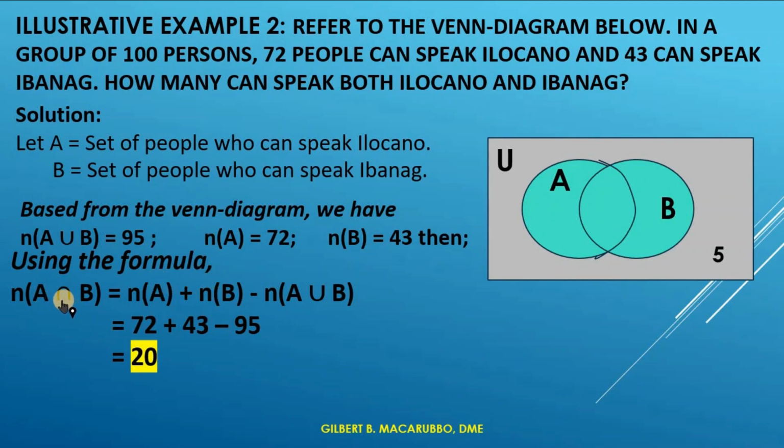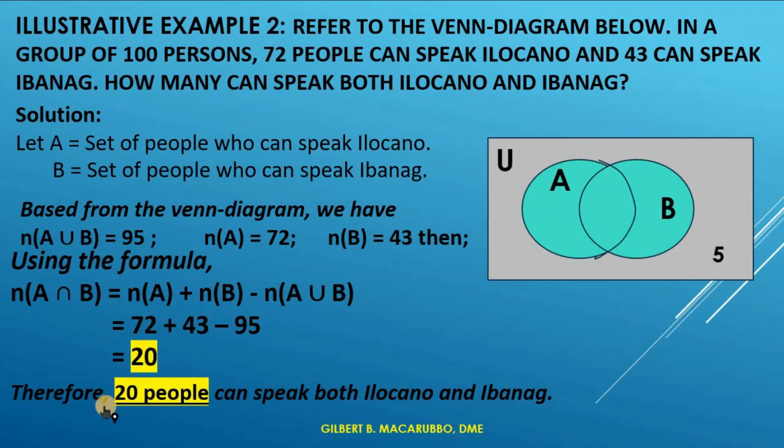kung kinukuha natin muna yung intersection, it is equivalent to the number of A plus the number of B minus the union of A and B. So the union of A and B is 95. The number of A is 72, the number of B is 43, then 72 plus 43 minus 95, we got 20. So therefore, 20 people can speak both Ilocano and Ibanag. So in the illustration, ay nawala na yung illustration.